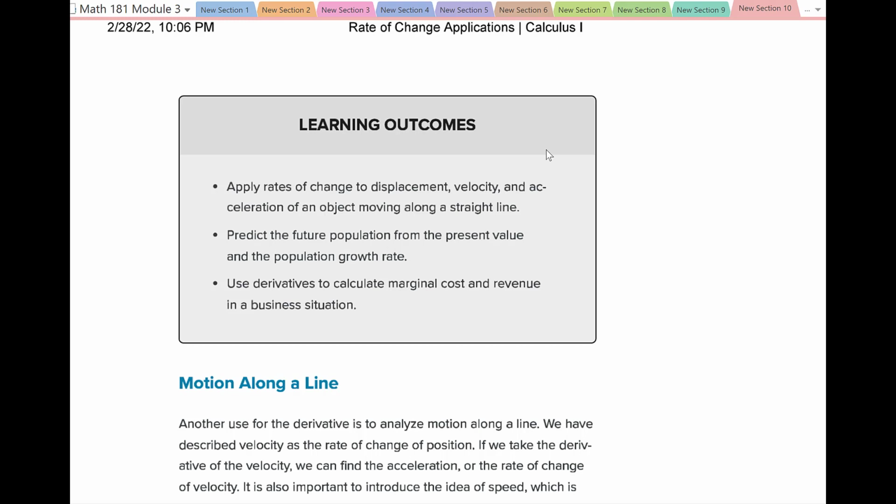Now we're going to talk about rate of change applications. So our learning outcomes are: apply rate of change to displacement, velocity, and acceleration of an object moving along a straight line; predict the future population from the present value and the population growth rate; and use derivatives to calculate marginal cost and revenue in business situations.